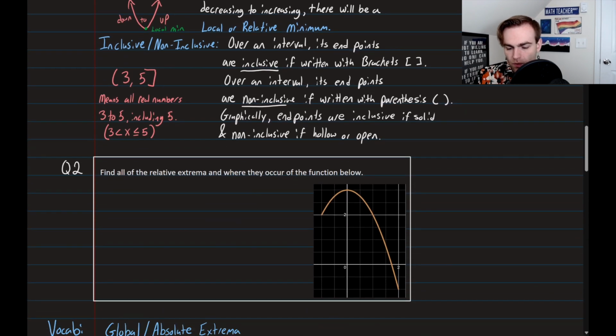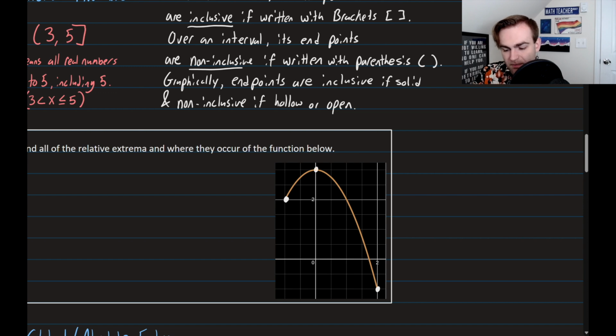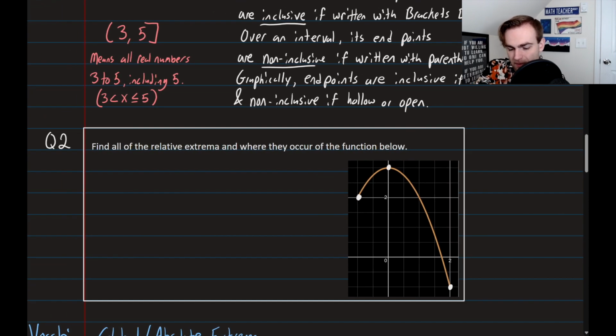All right, so we want to find all of the relative extrema for this function here. Now do note, this is important, the function ends. It clearly ends here and here, which means it doesn't go towards infinity. So the easy one to figure out is this point right here is a maximum. So we would say there is a max of 3 at x equals 0.